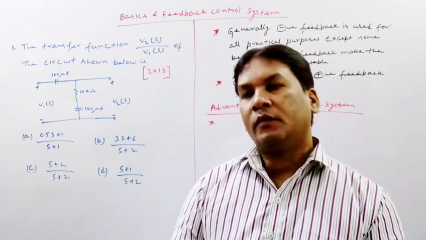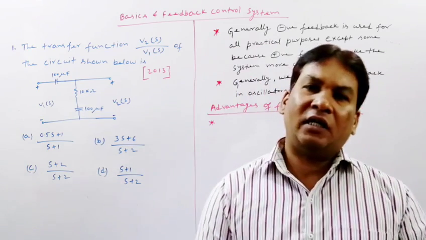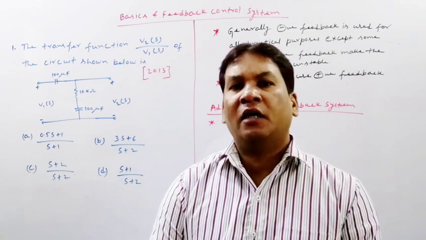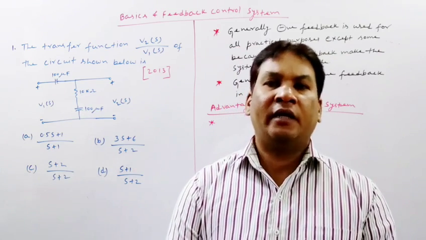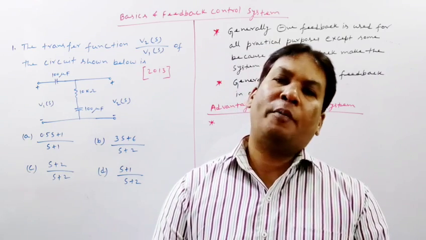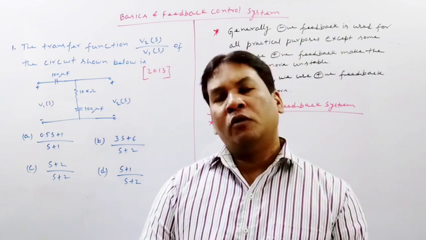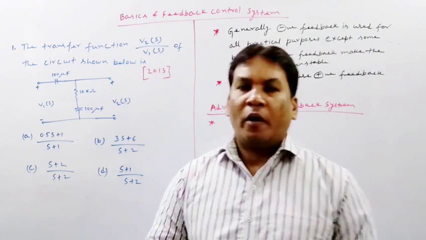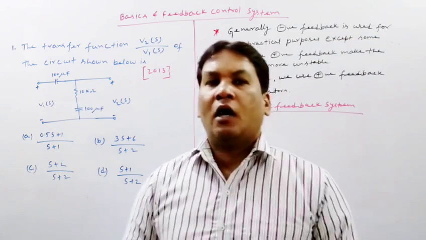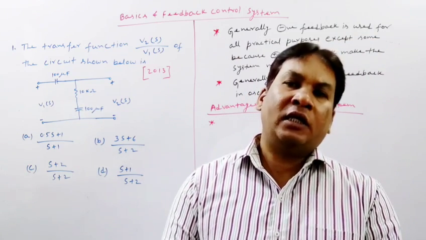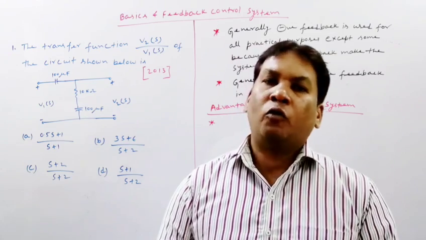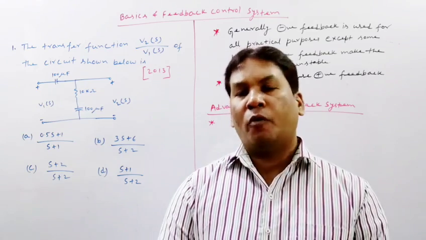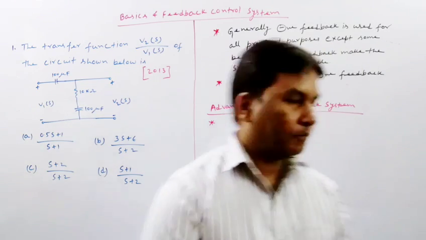But this disadvantage can be compensated by making the suitable open loop gain. The advantages override, or you can say there are more advantages than disadvantages. So we use closed loop system instead of open loop system.